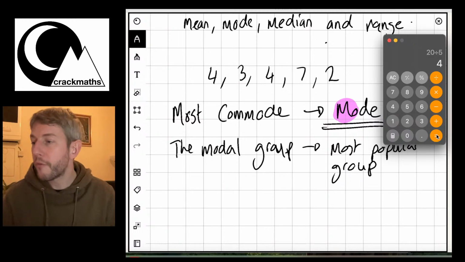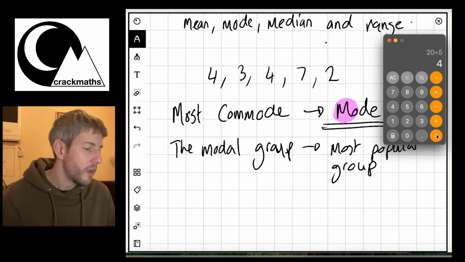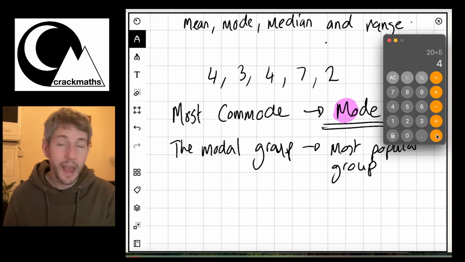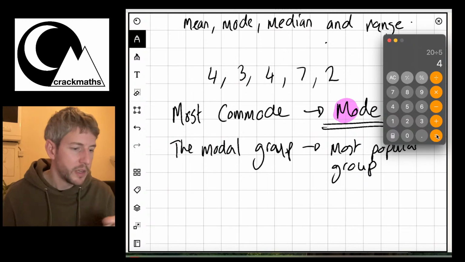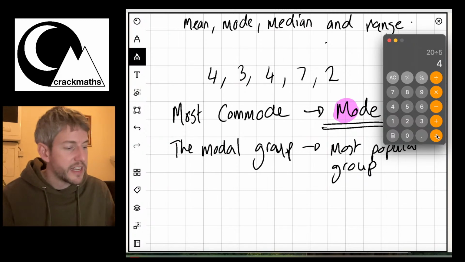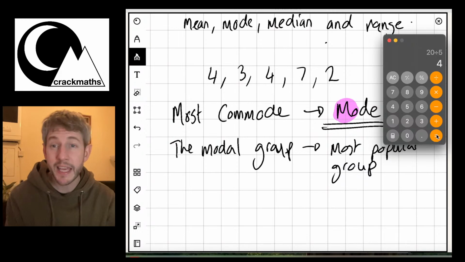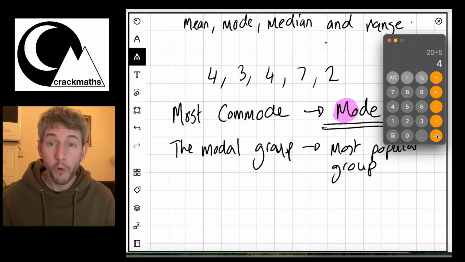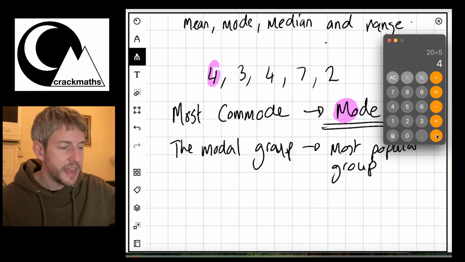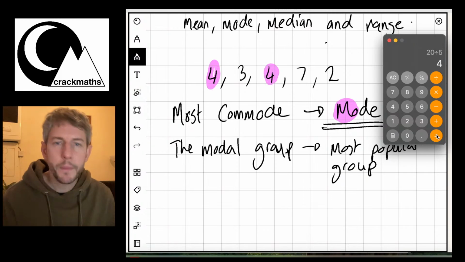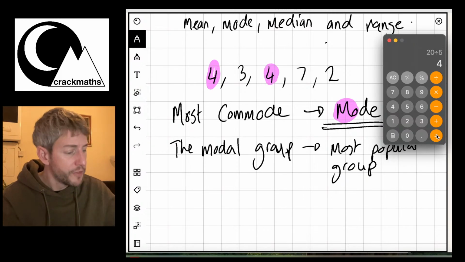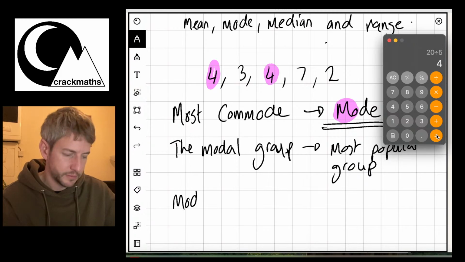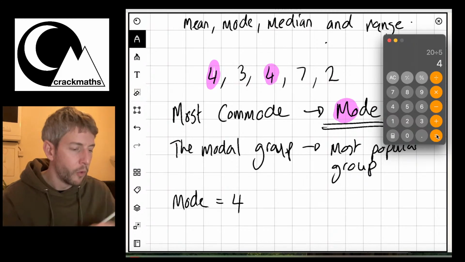Okay, but for our data that we have here, we're looking at the mode and we're looking at it for the most common. So what we need to do for this is we just need to look at our numbers and see if any of them appear more often than the others. So I can see here that 4 appears twice. So for this group, the mode equals 4.